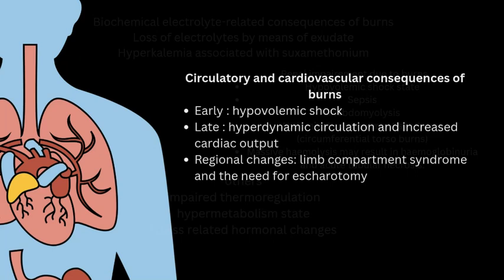Regional changes refer to the formation of a scar at distal limbs or the chest, which causes limb compartment syndrome, where a scar formation essentially works as a tourniquet. Compound that with the local edema at the site will impair blood flow to the distal sides of the limb, causing ischemia and essentially might require amputation later.